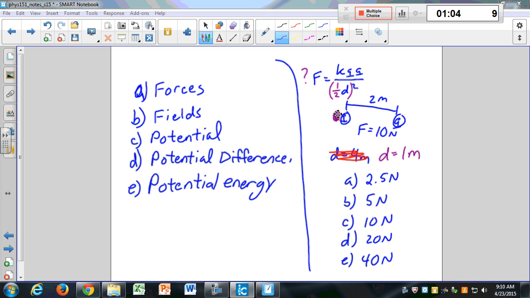That's a good practice in general, is that you eliminate a lot of the answers. And you can do that just by saying, well, I know if I bring these charges closer together, the force is going to increase. And then you can ask yourself, well, by what amount? Is it by a factor of 2, or is it by a factor of 4? All right. Let's see. I'm going to stop at 135.